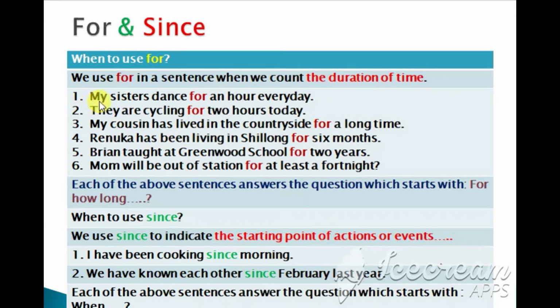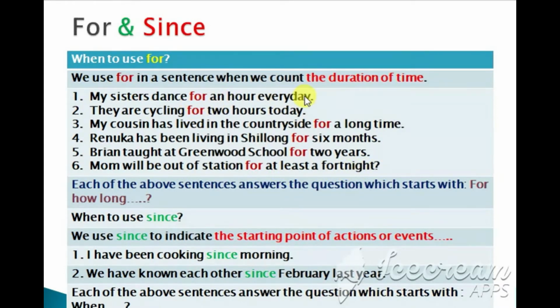Sentence number 1. My sisters dance for an hour every day. For how long? For an hour every day. They are cycling for 2 hours today. My cousin has lived in the countryside for a long time. Renuka has been living in Shillong for 6 months. Brian taught at Greenwood School for 2 years. Mom will be out of station for at least a fortnight.